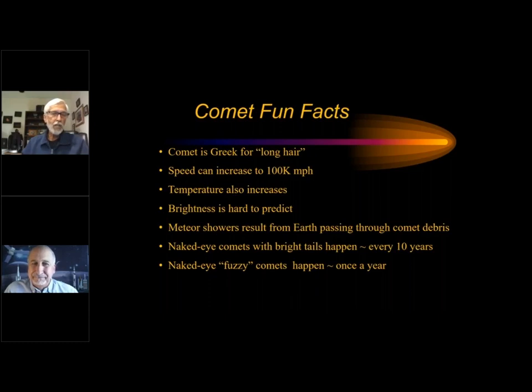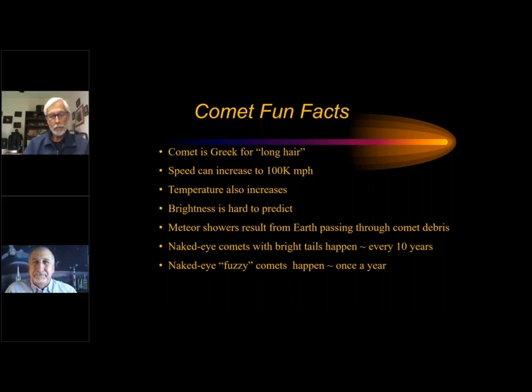So the brightness of a comet is very hard to predict, and I think this is very important. It's based on a number of variables. What is the ratio of ice to debris to solid gases? Has it passed through or around our sun before? There's a lot of different things that make it hard to predict.